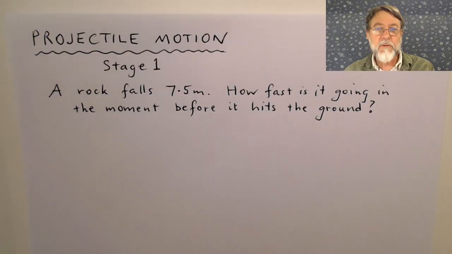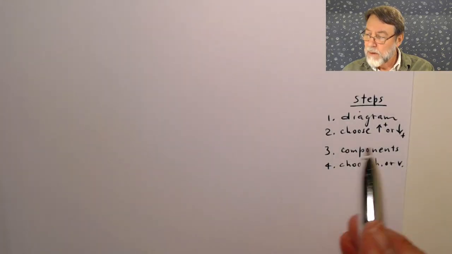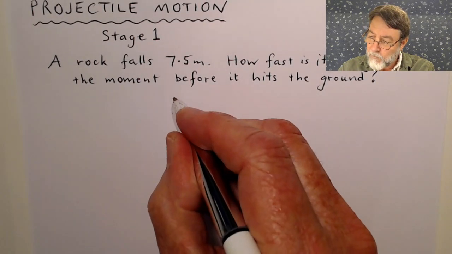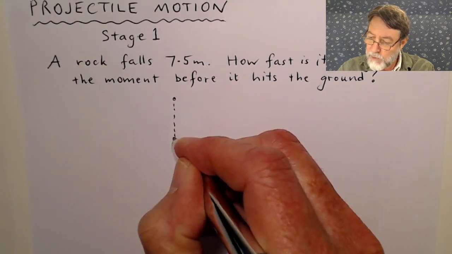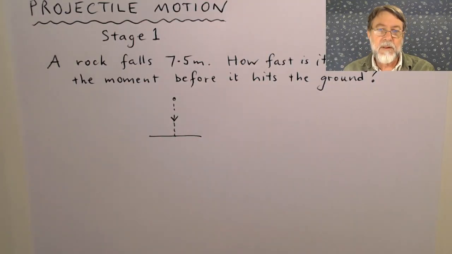A rock falls 7.5 metres. How fast is it going in that moment just before it hits the ground? We're going to follow certain steps as we go through these stages. Step 1 will be to do a diagram. Here's a rock, falls straight down, hits the ground. Done.